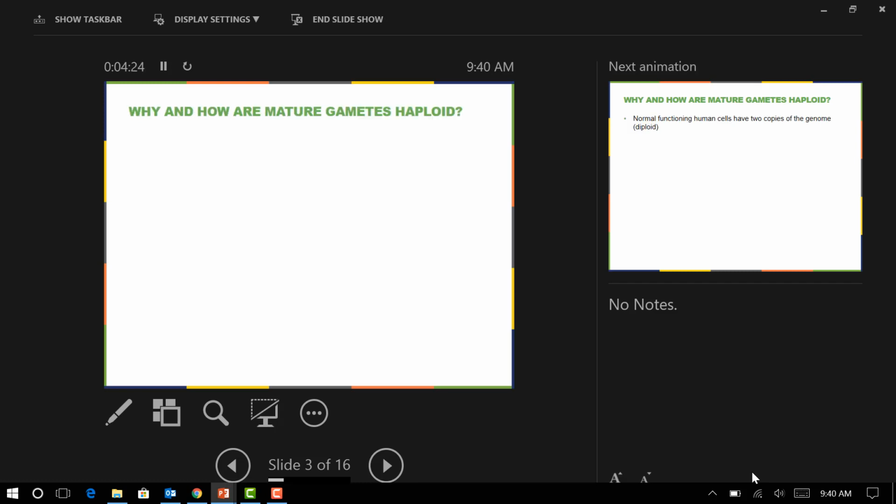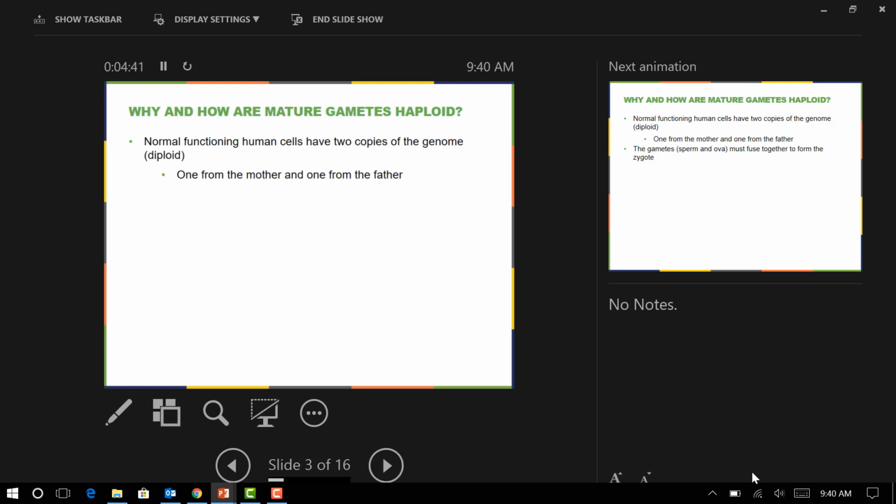So first, why and how are mature gametes haploid? All right. Normal functioning human cells and normal functioning animal cells, for most animals, have 2 copies of the genome. We call this condition diploid. One of the copies comes from the mother, one of the copies comes from the father, at least in sexually reproducing animals like humans. It's very important that you have both of those copies for several reasons. One, if you get a bad copy of a gene from one parent, you have the potential to have a good copy of that gene from the other parent, right? That's advantageous. Two is sex chromosomes. Human sex is determined by chromosomes.